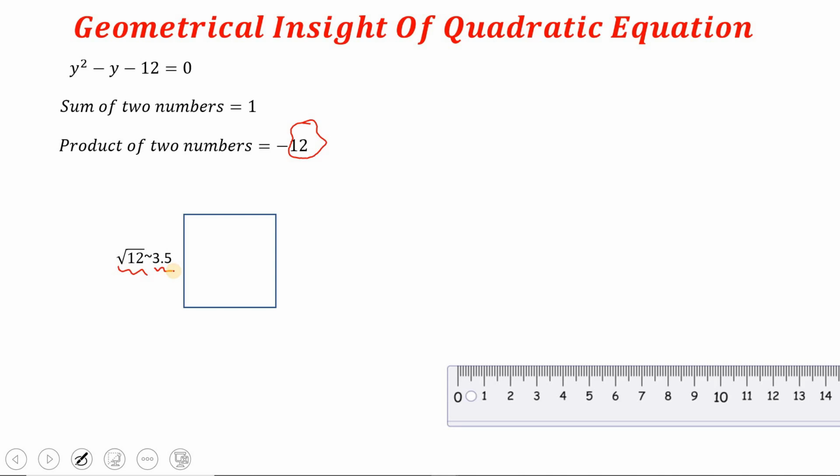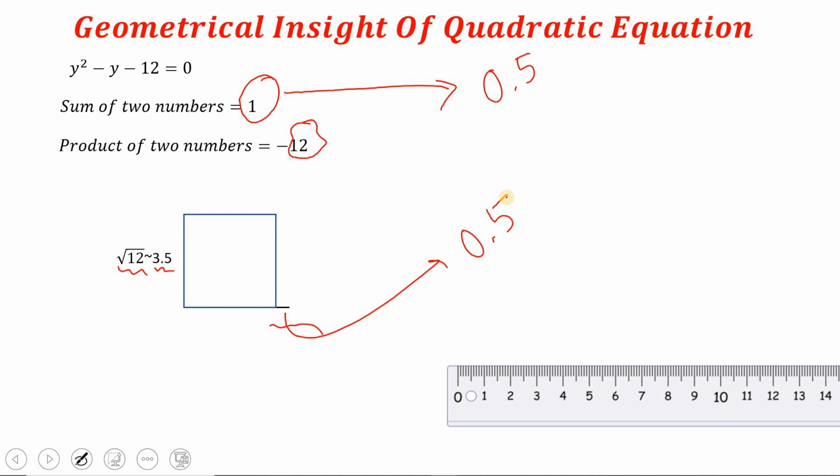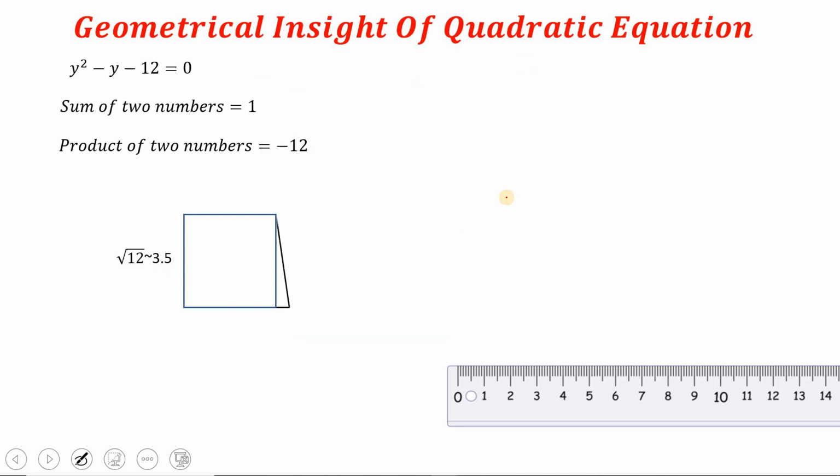Then we extend a line in the base like this, whose length is half of this number. So half of 1 is 0.5. Hence we measure a length of 0.5 units and draw it like this. Then we draw a diagonal, in which this is actually a right angle triangle. Then we draw a circle considering this as the center of the circle. Then we can extend the radius of the circle to make it a diameter.